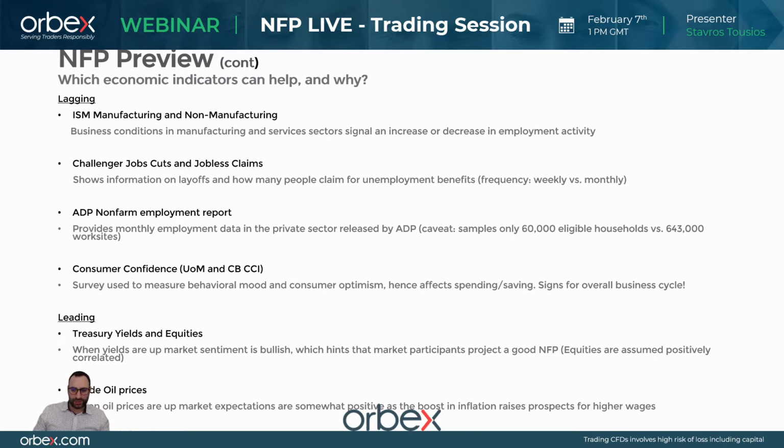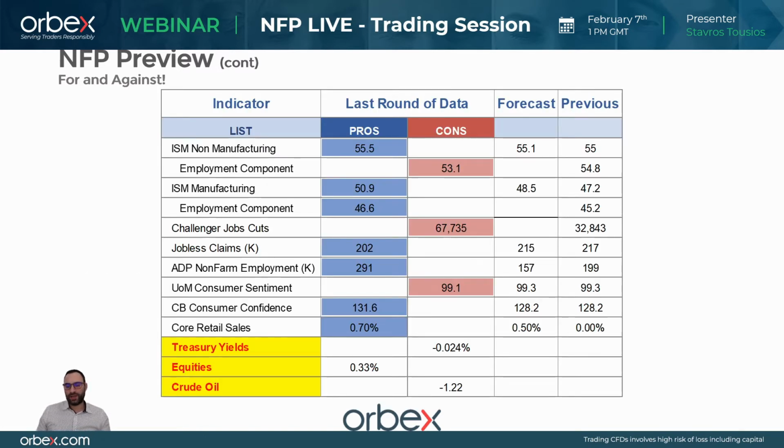Now, on Treasury yields and equities, when yields are up, the market sentiment is bullish as well, which hints that market participants are projecting a good NFP again, and the equities are assumed positively correlated. Now, as I always do, I've put together this nice table over here, and I'm weighing the pros and the cons, depending, of course, on the last round of data for the particular economic indicators.